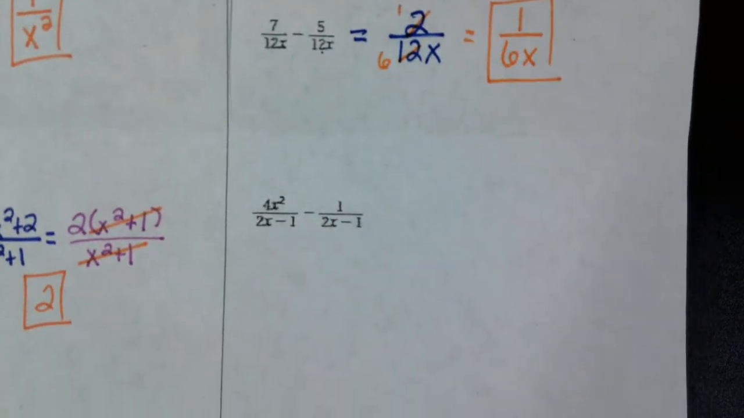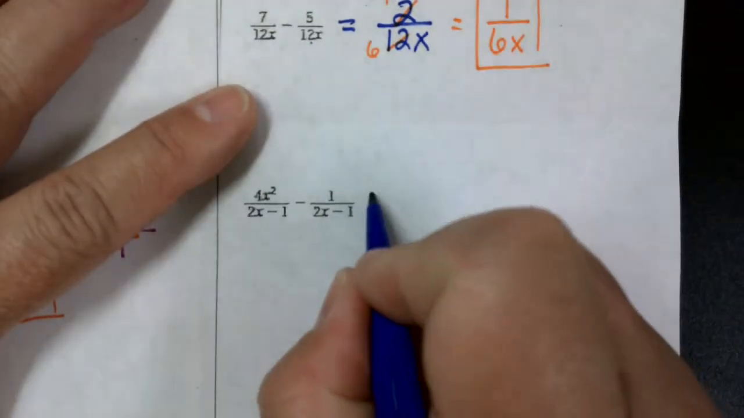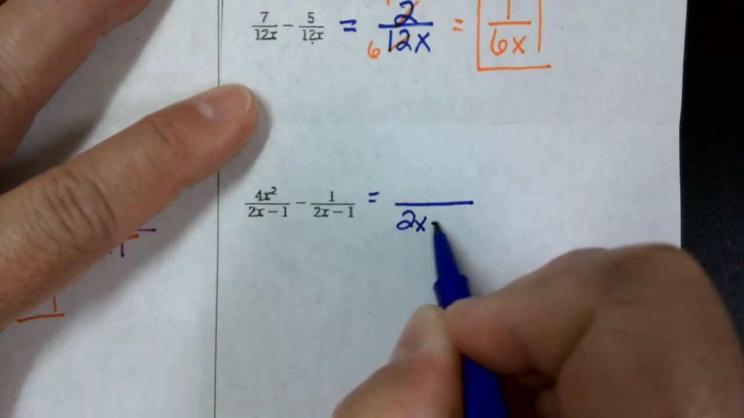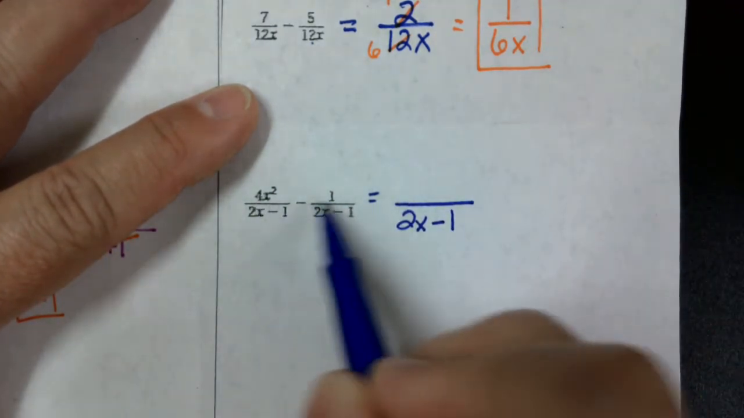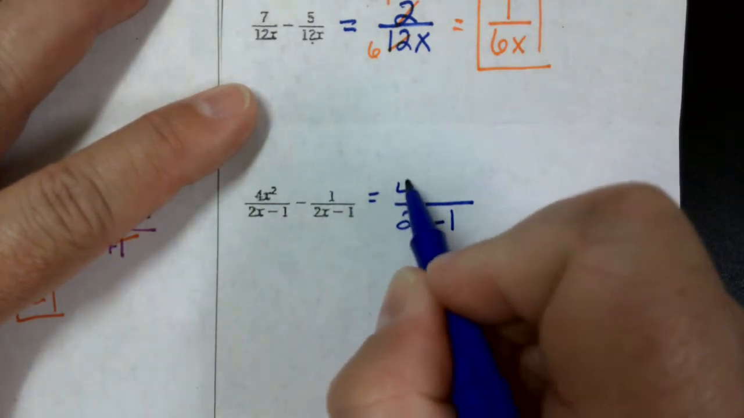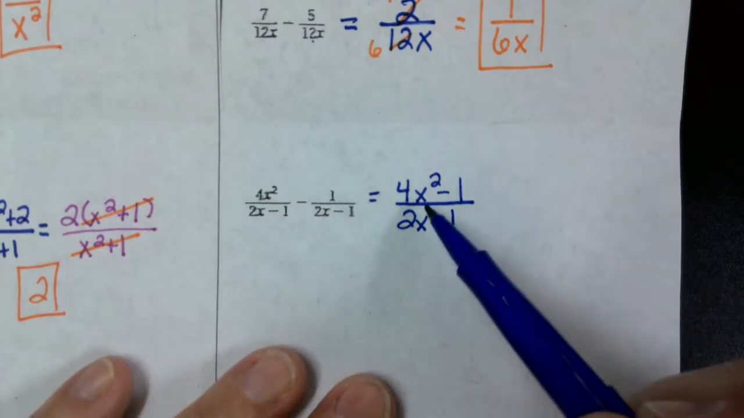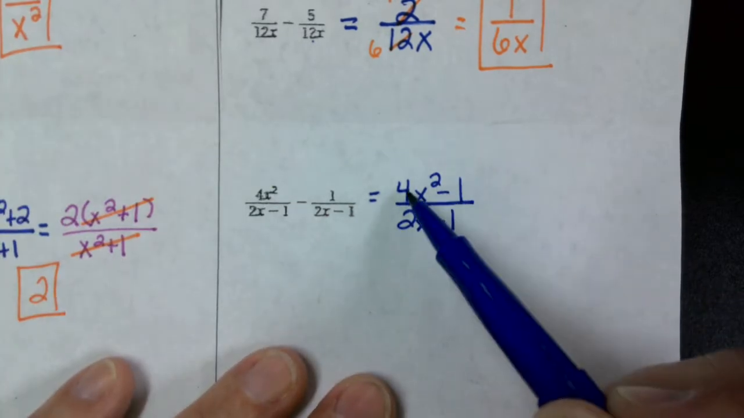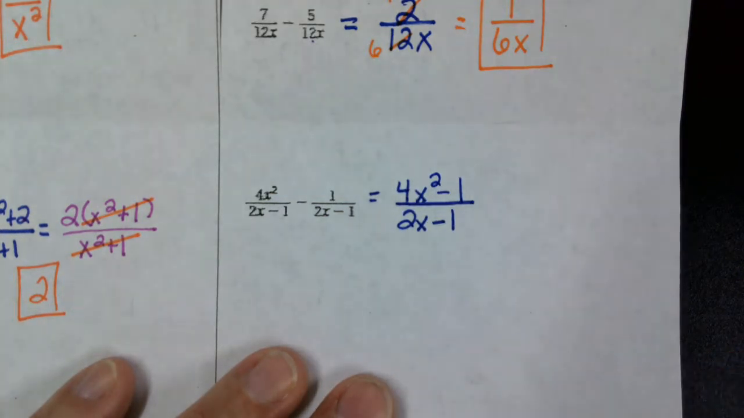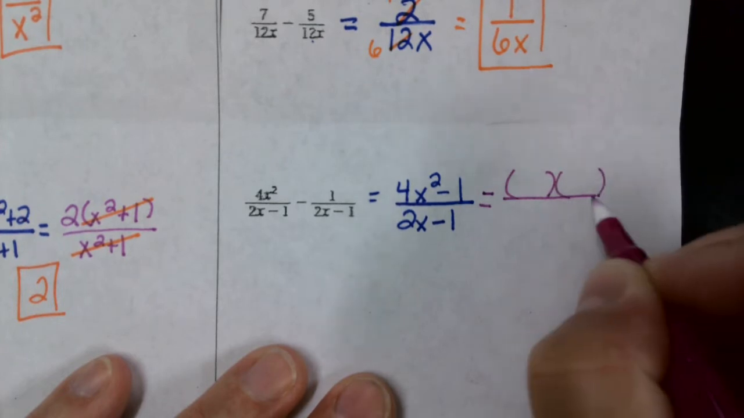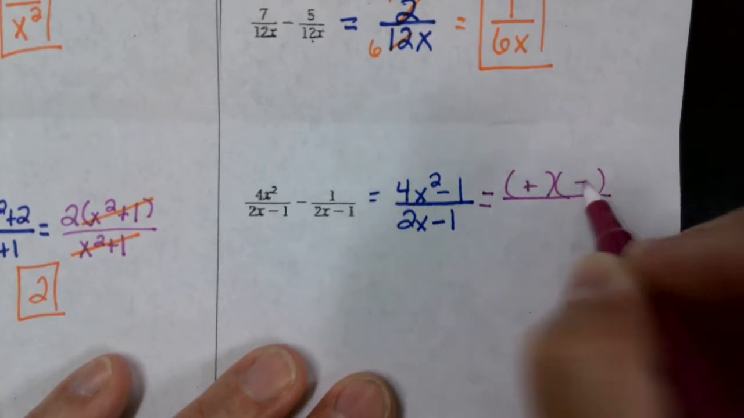Then my second example, I have my common denominator of 2x minus 1. And then I have to subtract my numerator. So I have 4x squared minus 1. And hopefully you will notice that this is a difference of two perfect squares. So the square root of 4x squared is 2x. The square root of 1 is 1. So when I factor that, I get my two binomials, addition and subtraction.